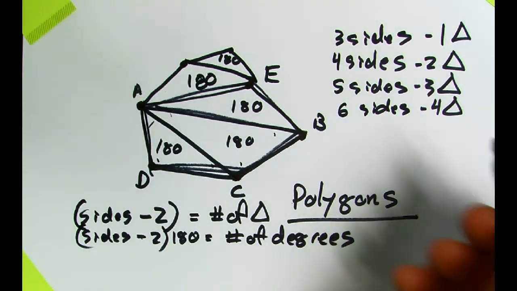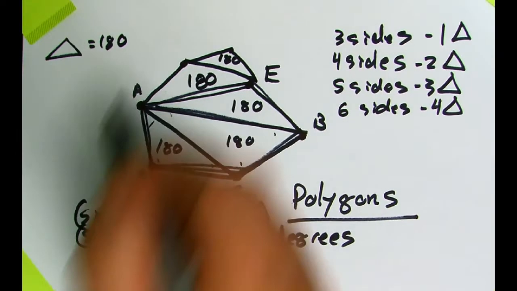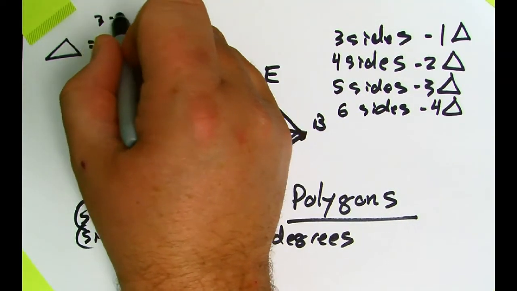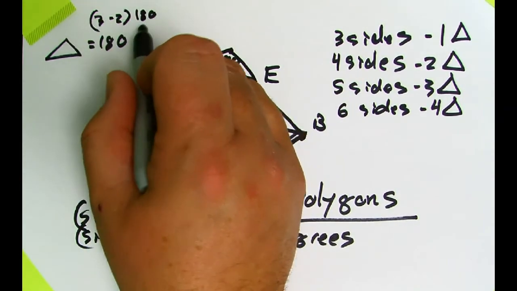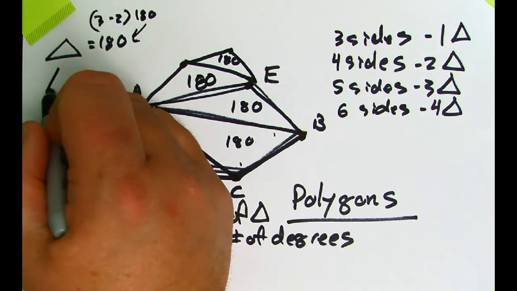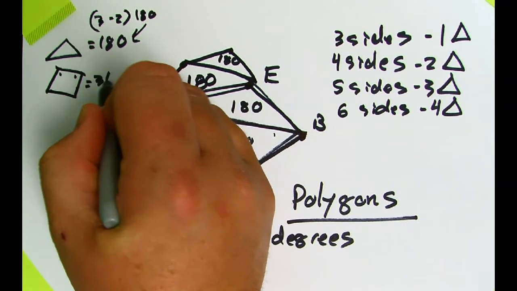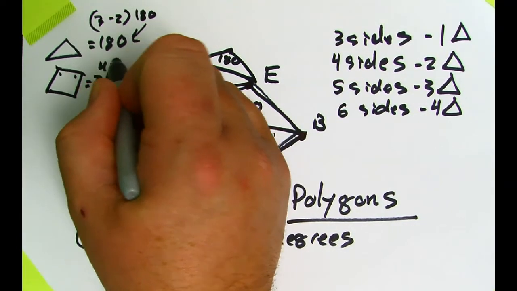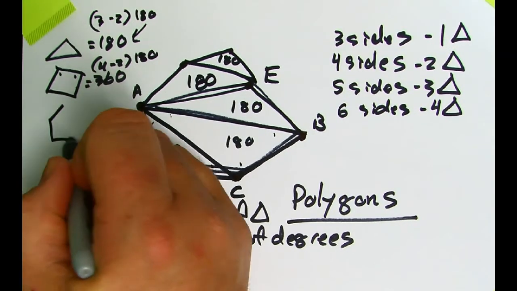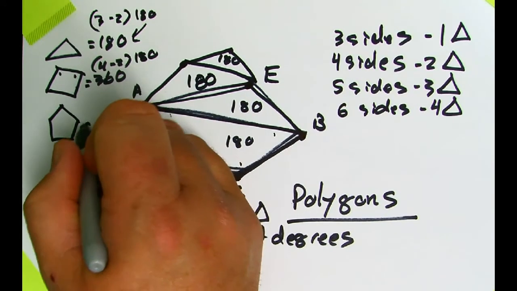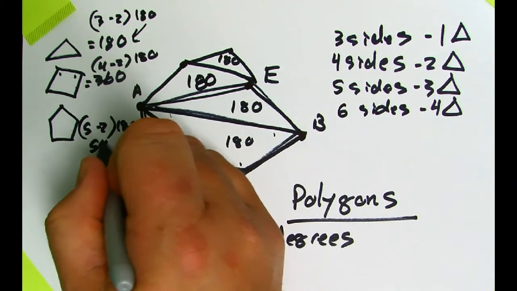So, for example, in a 3-sided figure, 180 degrees, because 3 minus 2 times 180, 3 minus 2 is 1, 1 times 180, 180. In any 4-sided figure, we're going to come up with 360, because it's 4 minus 2 times 180. In a 5-sided figure, we have 5 minus 2 times 180. We come up with 540 degrees.